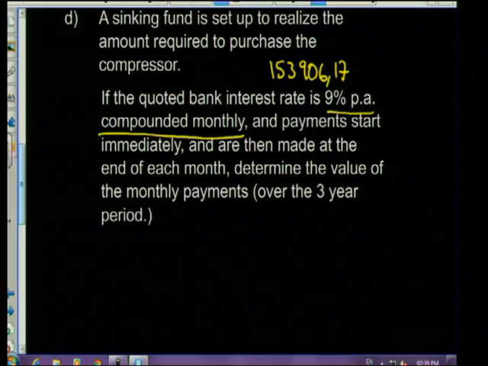So I've got a monthly rate, it's a nominal rate. Payments start immediately and then are made at the end of each month. That's interesting, and I want to come back to that. Determine the value of the monthly payments over the 3-year period. So I'm trying to work out what I've got to put away every month to get to a value in the future. So first of all, if I'm paying the same amount every single month, you've got to say to me at home, that's an annuity. That's a perfect example of an annuity when you're making the same regular payment. The other thing you've got to say to me at home is, we've got a future value. So it's going to be a future value annuity. You're not bringing it down to zero, you're taking it up to a value.